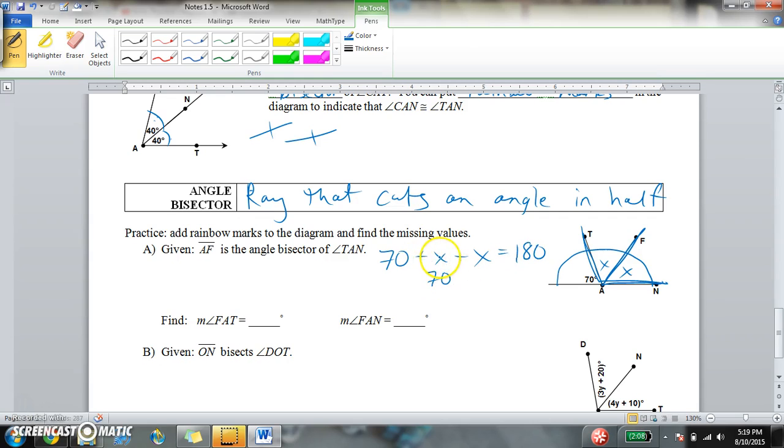So 70 plus x plus x, if I combine those, I get 2x equals 180. Just continue solving the equation. Divide by 2. So x equals 55 degrees. Each of these we set as equal to x, so each of these angles is 55 degrees.